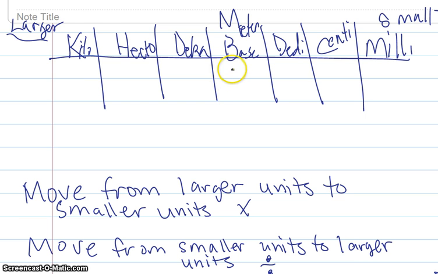Let's take the example of 1 kilometer. If we put a 1 in the kilometer field, and we want to know how many meters that would be, we put a 0 in the meters field, and we fill in the rest with zeros. We know 1 kilometer is the same as 1,000 meters.